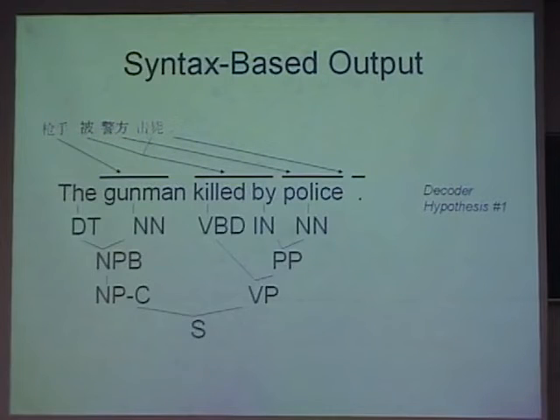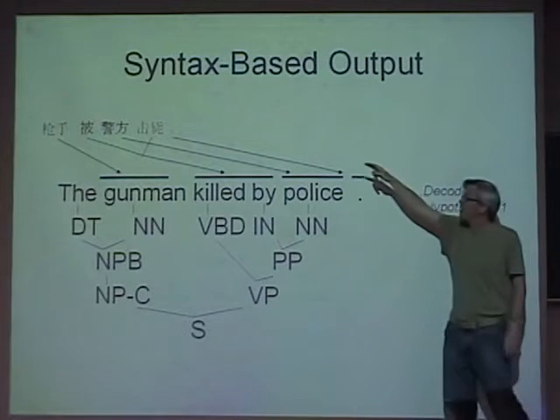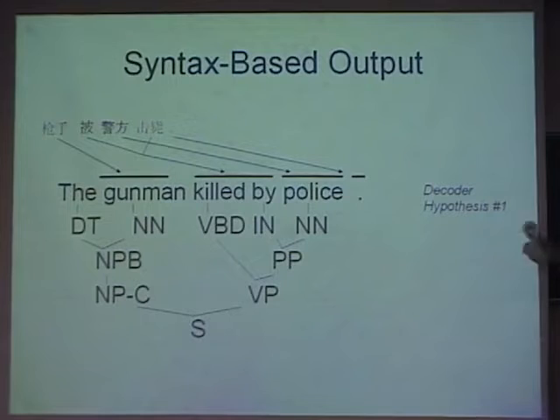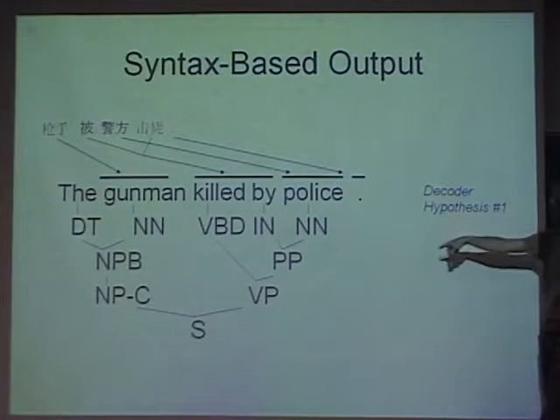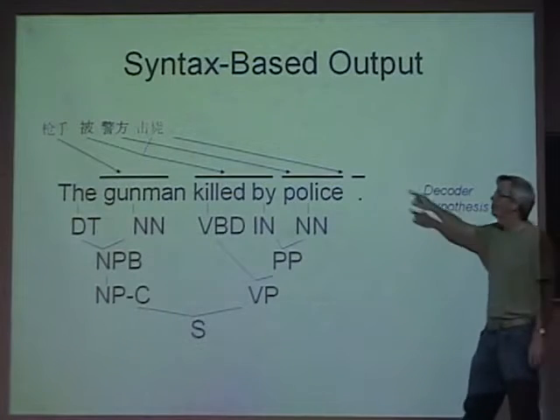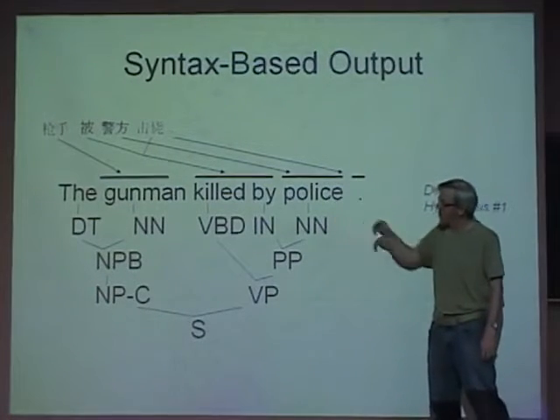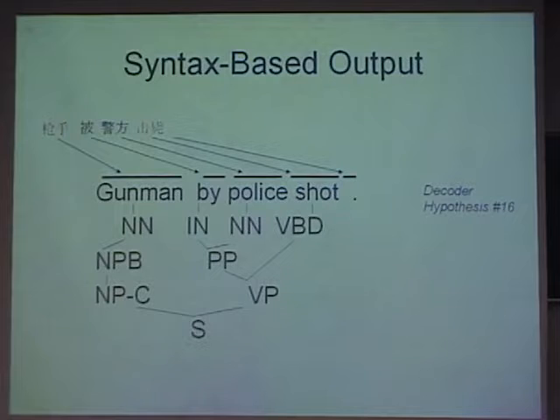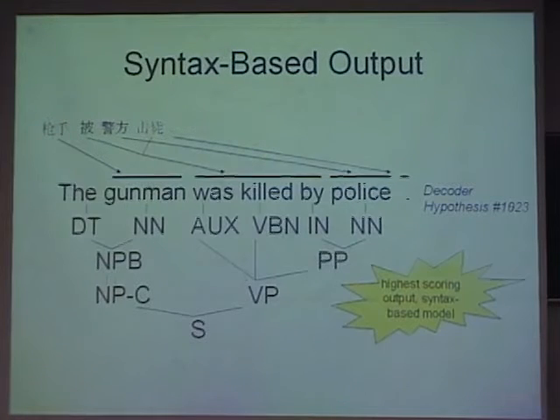So the syntax story is almost exactly the same, except that we take a Chinese sentence as input and we output trees in the decoder. So this is decoder hypothesis number one, the gunman killed 5 police. And we not only get that string, but we get this whole structure. So the decoder's job is to turn that Chinese string into this candidate English tree. And it scores that one. Gunman by police shot. Scores that one. And the gunman was killed by police. This is the highest scoring output from the syntax model.